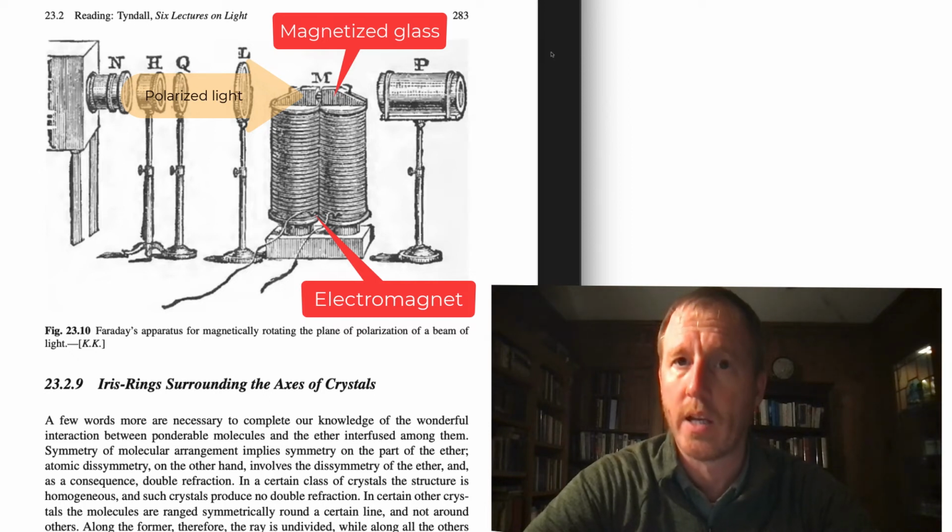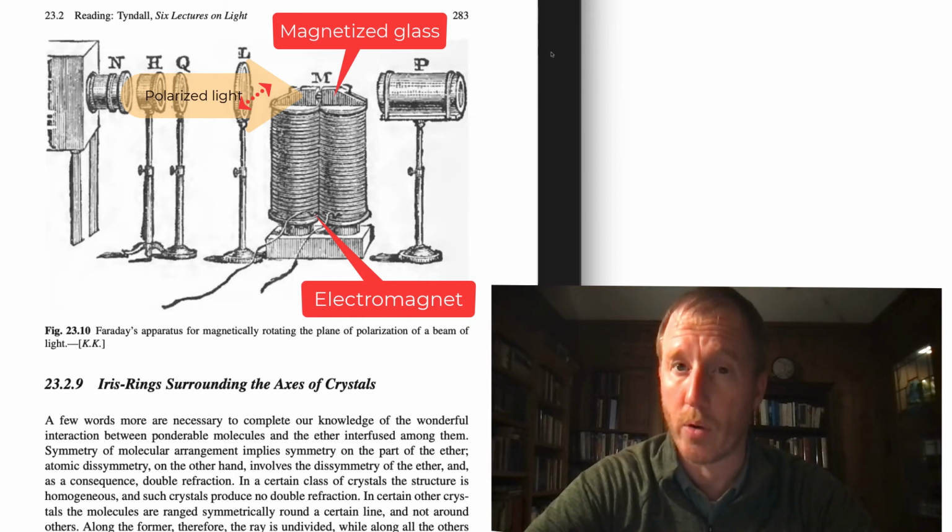And then the light passes through another polarizer at P, and you can look at whether the light makes it through. Here's the important point that he recognizes: if you have crossed polarizers, so if, let's say, the light coming into the glass is polarized horizontally, and the other polarizer at point P is polarized vertically, then those are crossed polarizers and one should not see any light.